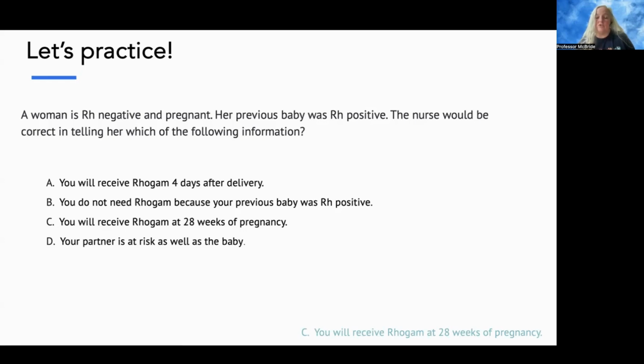Your partner is at risk as well as your baby. The only person at risk here is the baby, okay? The partner doesn't have any risk in this. And the mother's only thing that happens to her is she builds antibodies. It doesn't harm her. The risk happens to the baby because, again, if the mom's antibodies get on the baby's red blood cells, it destroys the red blood cells and causes significant anemia, hyperbilirubinemia, and jaundice.